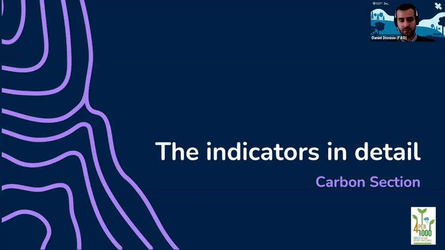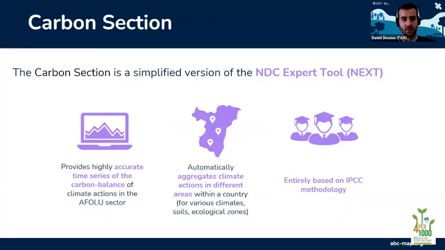And then we have the carbon section. That is the one that we'll be developing more this year. So far we have two indicators, carbon stock and social value of carbon, and the methodology is based on NEXT, the tool that many of you will be presenting later.